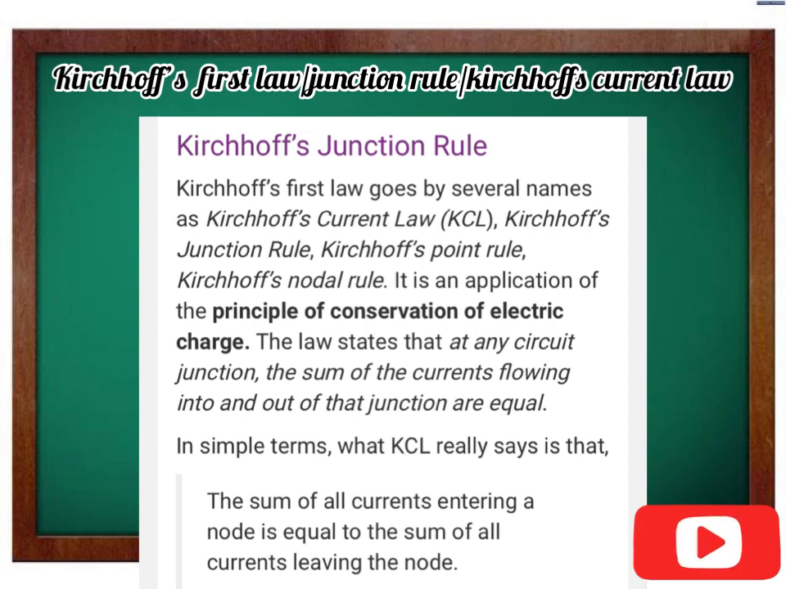Kirchhoff's first law or current law is explained with alternate statements which have the same meaning. First statement: the algebraic sum of the currents at a junction is 0 in an electrical network. That is, the summation of current in an electrical network should equal 0. Second statement: at any junction, the sum of current entering the junction should be equal to the sum of current leaving the junction.